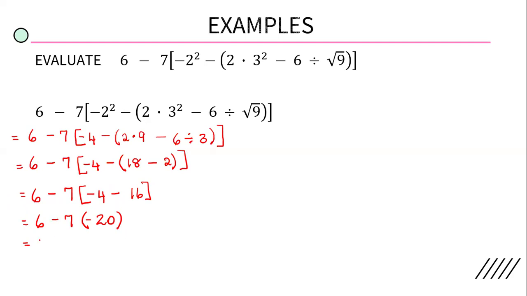So we have 6 we bring down. Negative 7 times negative 20 gives us a positive. Negative times negative is a positive. So that's positive 140. Negative 7 times negative 20, positive 140. And we have 6 plus 140 giving us positive 146.